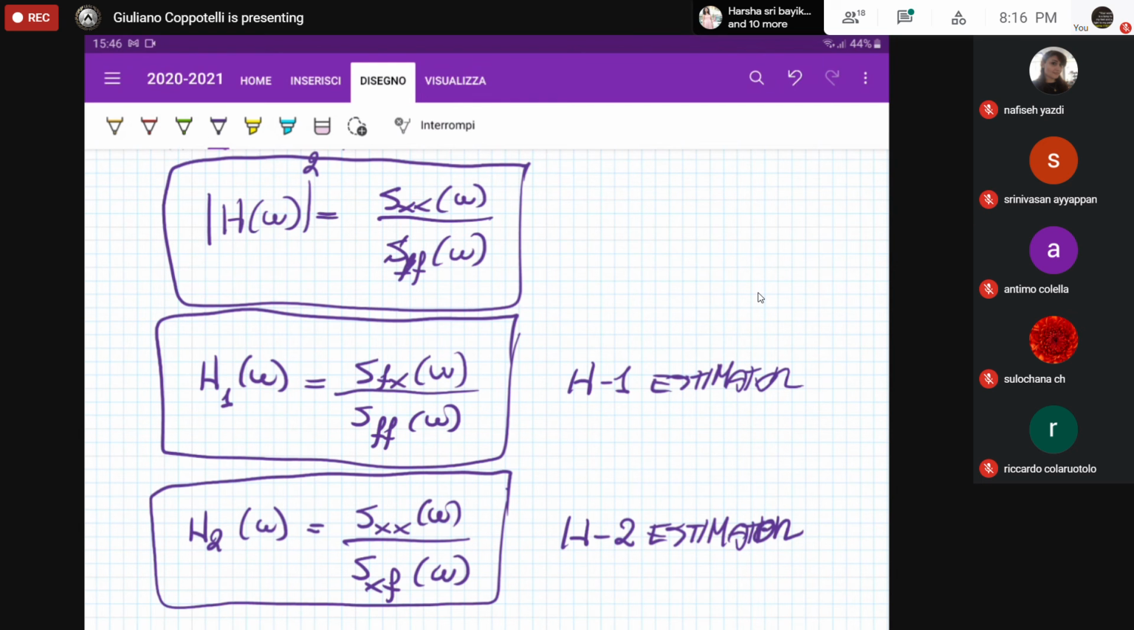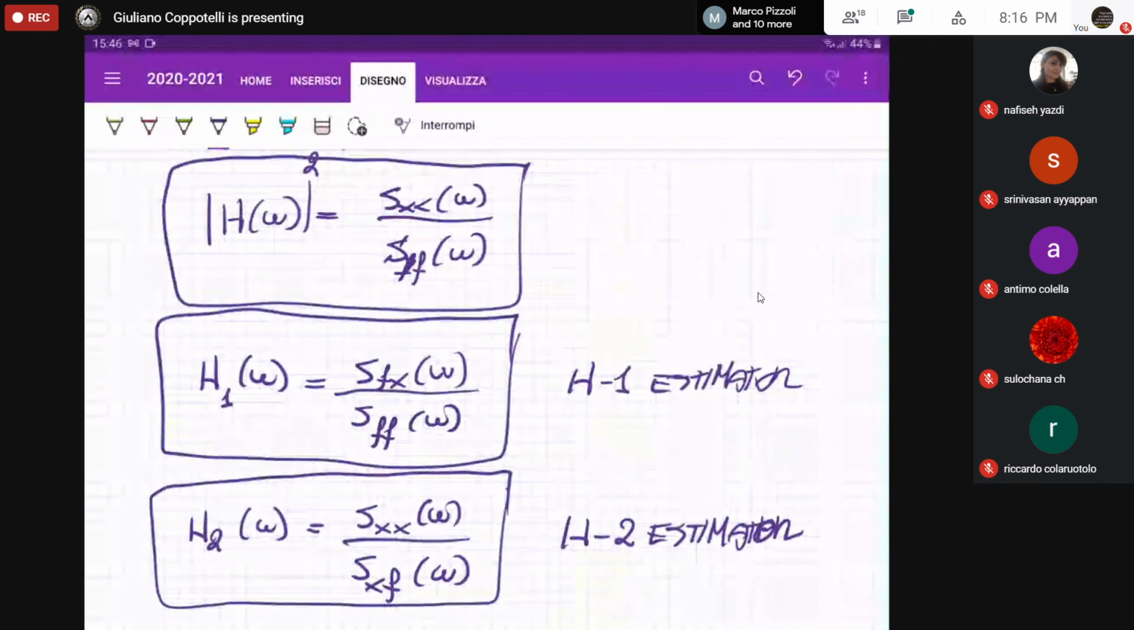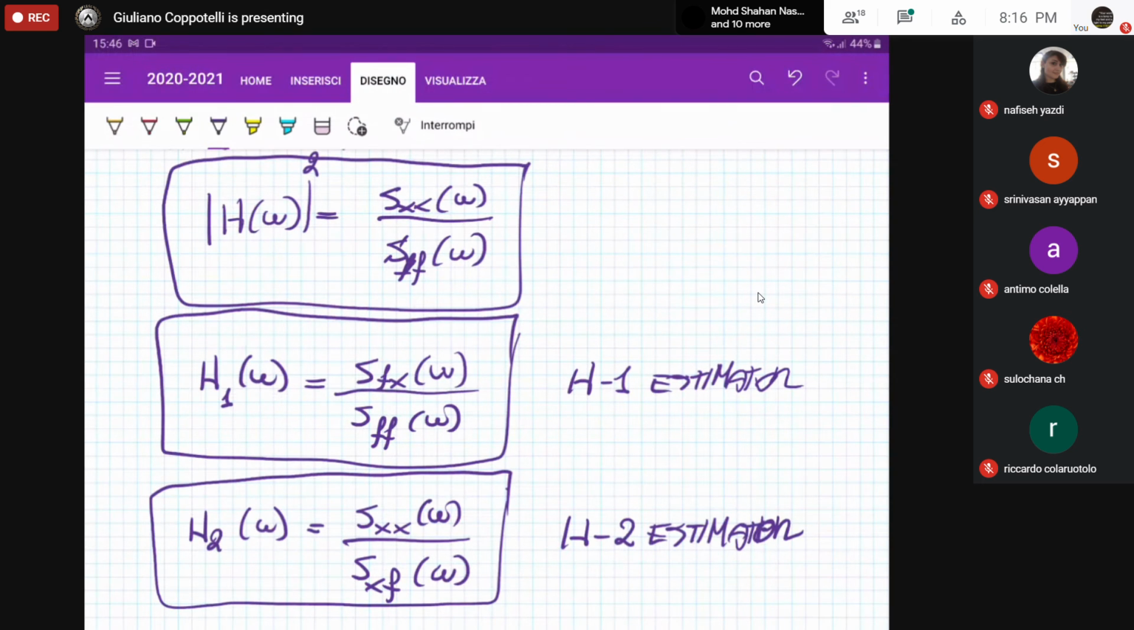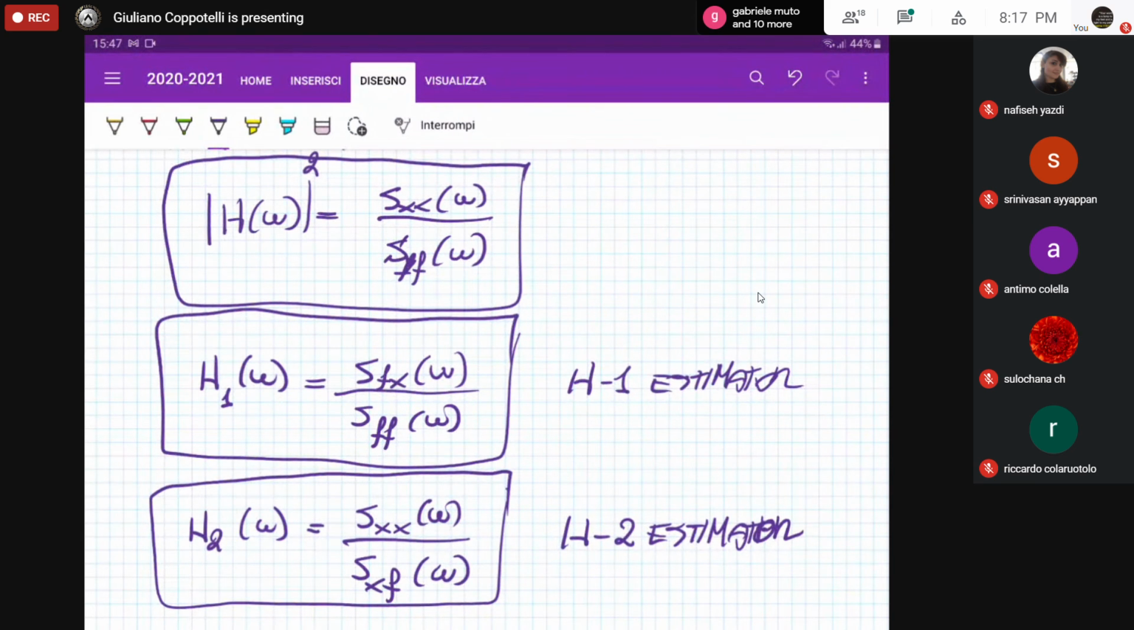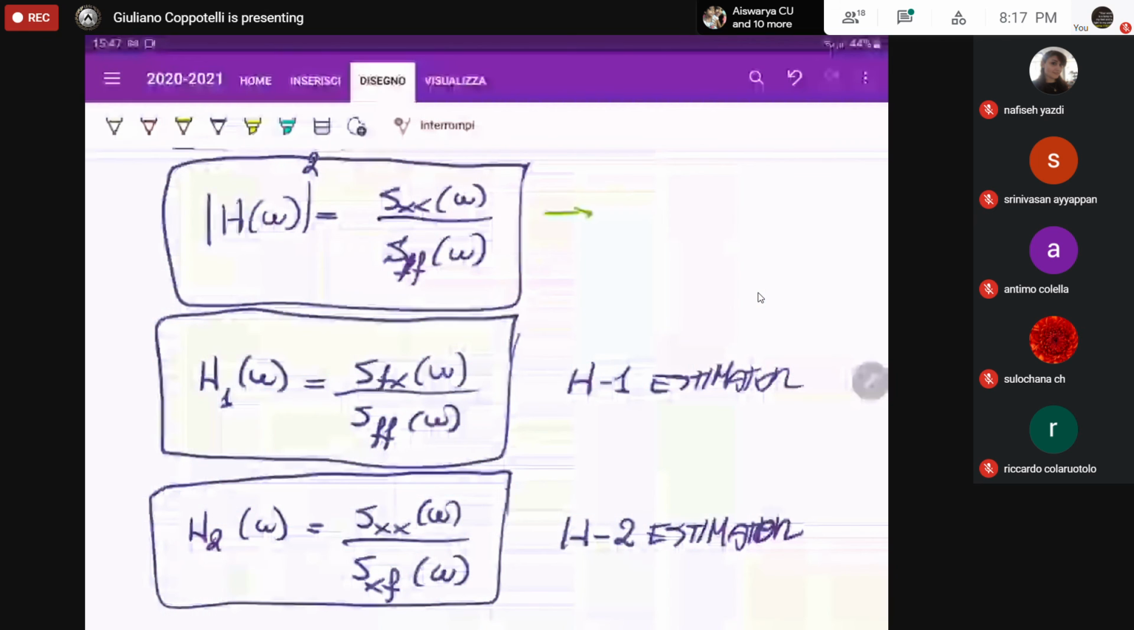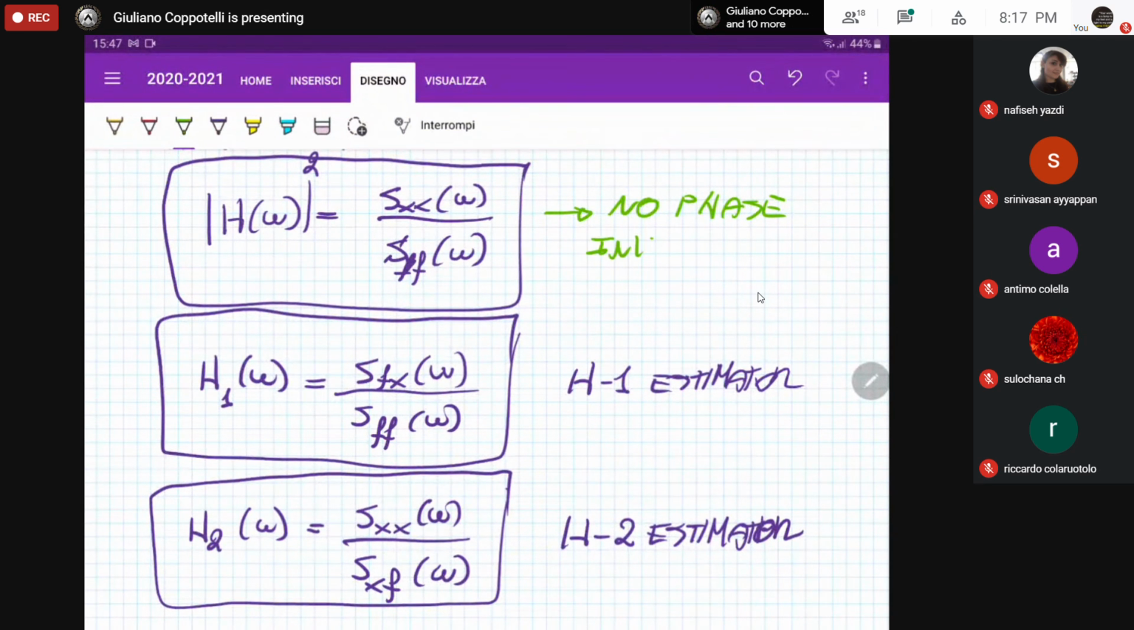Remember, the frequency response function is a complex function of a real variable. The real variable is the Fourier domain variable, the omega, whereas the complex value is telling me that the frequency response function has both a real and imaginary part, or a different representation, the amplitude and the phase. With the first equation, what we have is the amplitude square of the frequency response function by taking that ratio. However, by using that we are completely missing the information concerning the phase. Here we can say no phase information.